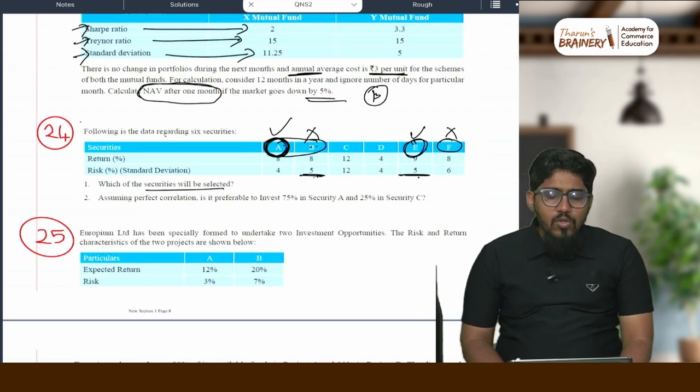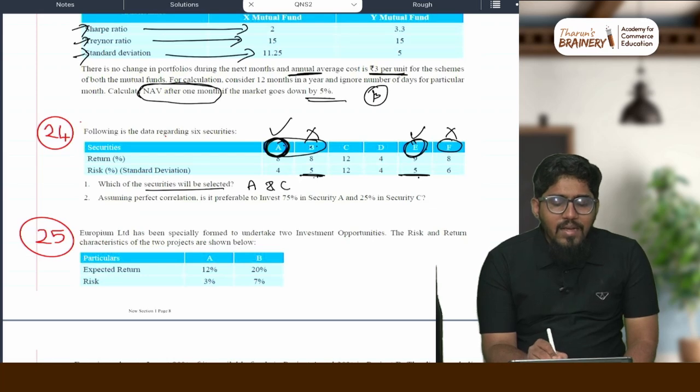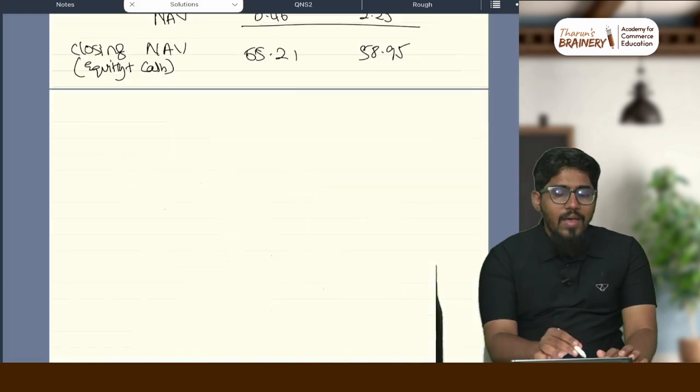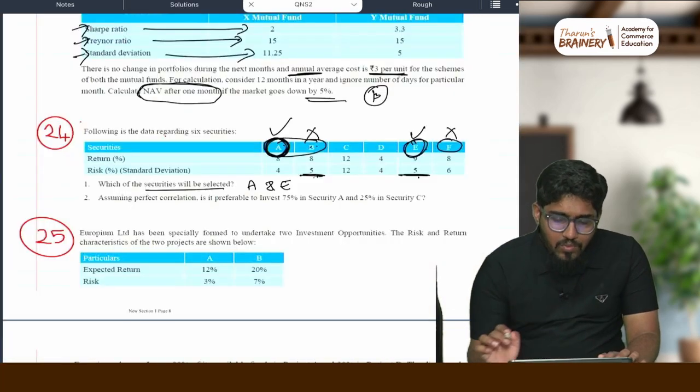Sir, which securities will you select? You will select A and E, and you also have to write the reasons. Okay, I have given the solution A and F. Just one moment.